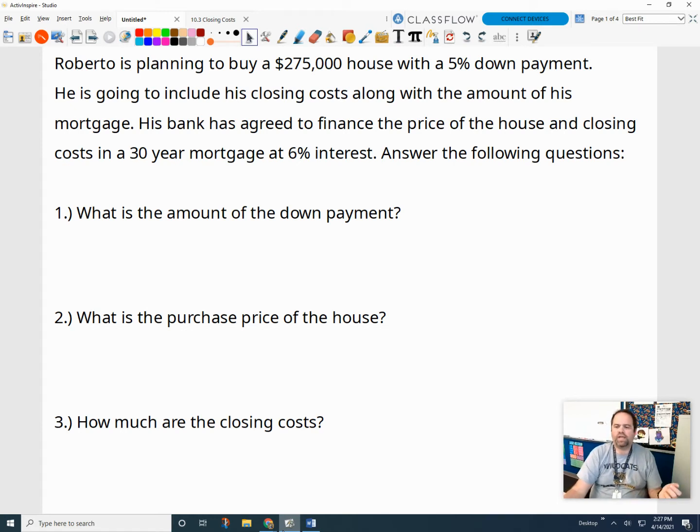So I want to show you guys how all of this ties together. We've done three different sections of the unit: the purchase price of the house, down payments, closing costs, monthly payments, total interest, all that. And I want to show you how it all goes together start to finish, basically smushing all three sections of the unit together.